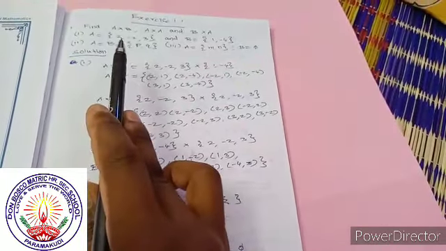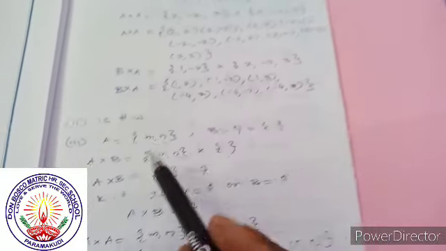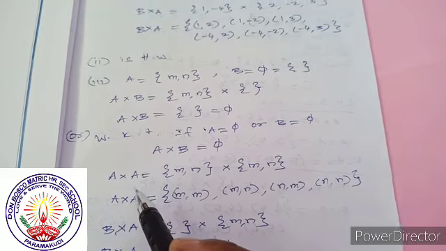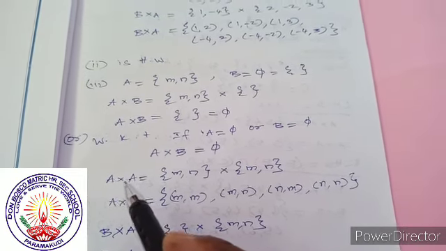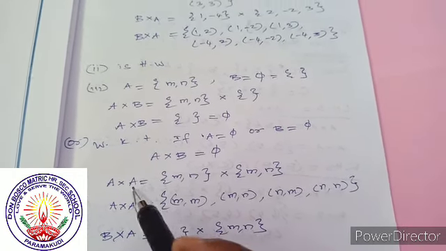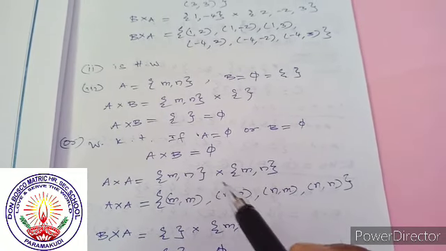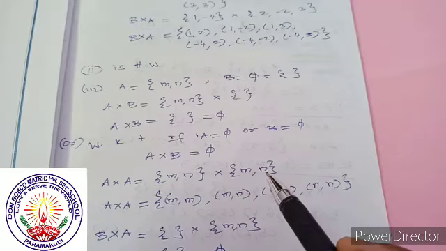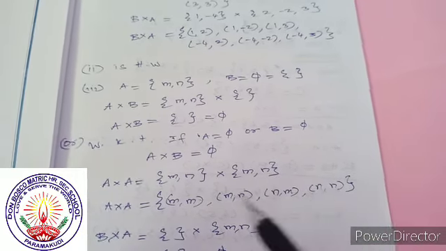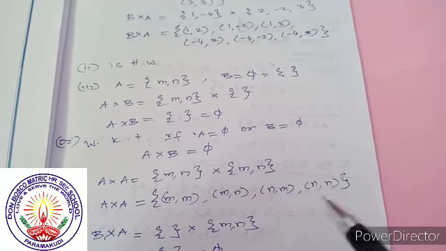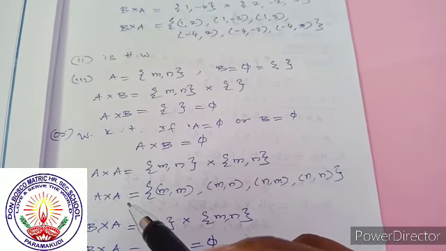Second one, first, so for the 3 questions A cross B, A cross A, B cross A, we have found A cross B is equal to the empty set. Second one A cross A, but here both sets have elements. What is A? M, comma N. Second one also A, M, comma N. So (M, M), (M, N), (N, M), (N, N). So how many elements will be there? 4 elements. (M, M), (M, N), (N, M) and (N, N). It is the Cartesian product A cross A.